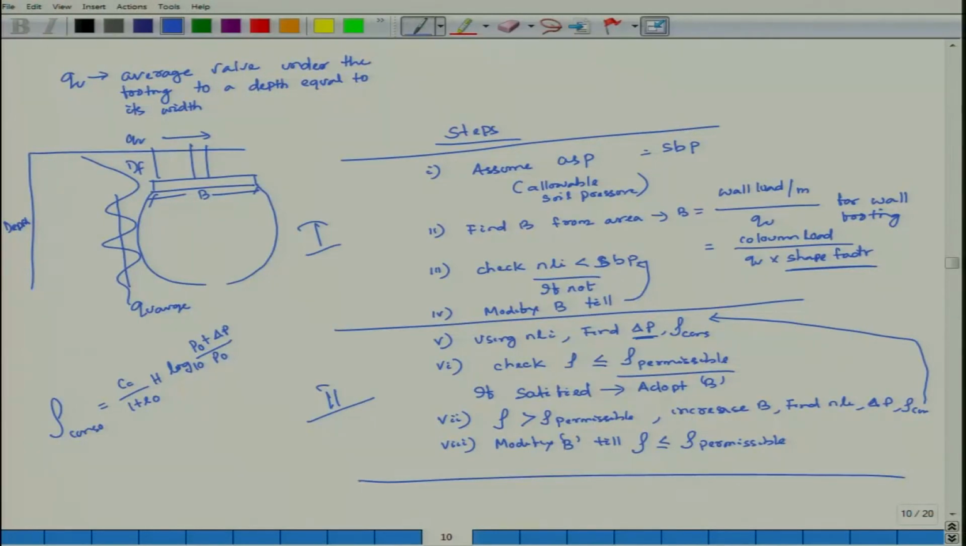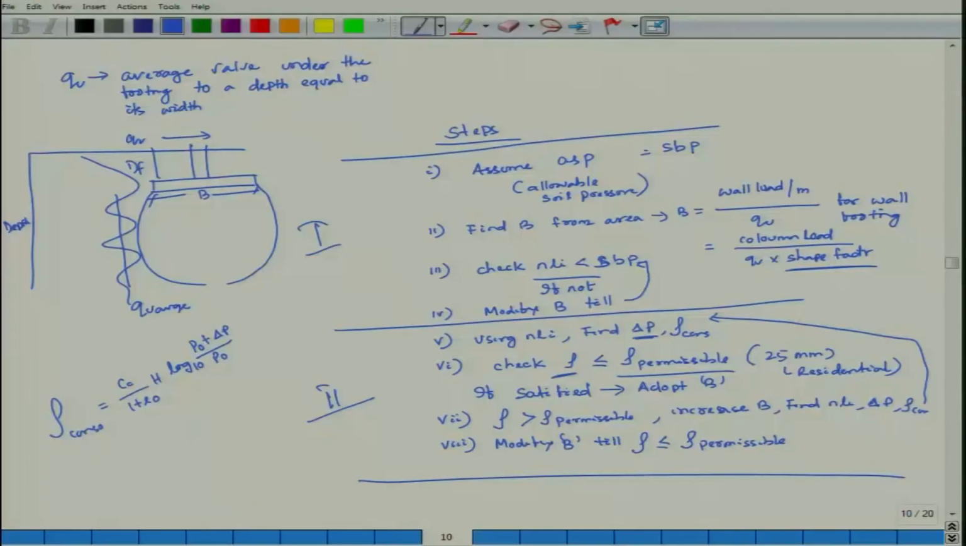Then compare your actual settlement with your permissible settlement. For a residential building, permissible settlement is 25 mm. If rho is less than rho permissible, that is fine. That means whatever B you have taken based on your QU and water table is absolutely fine, and you can recommend that it be done in the actual field.